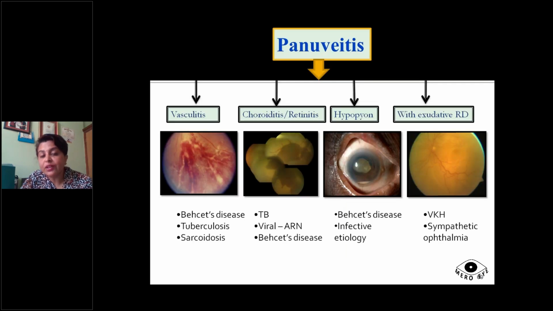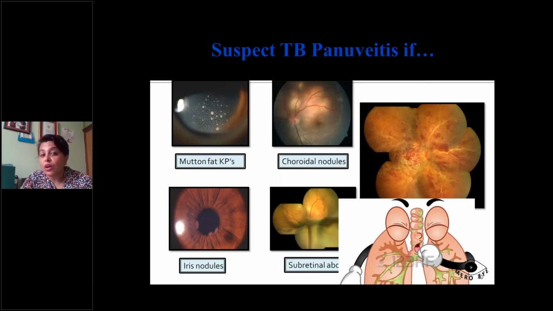Now, just a recap. Suppose you have a patient of pan-uveitis and that patient has vasculitis. The differential diagnosis could be Behçet's, tuberculosis, or sarcoidosis. If the patient has retinitis or choroiditis, then we have to think along the lines of viral causes, tuberculosis, or Behçet's. Even a pan-uveitis patient can present with hypopyon, and in that condition we have to think of Behçet's disease or endophthalmitis. Sometimes they may present with exudative RD, like in VKH or sympathetic ophthalmia. So we have to be broad in our thinking and analysis.